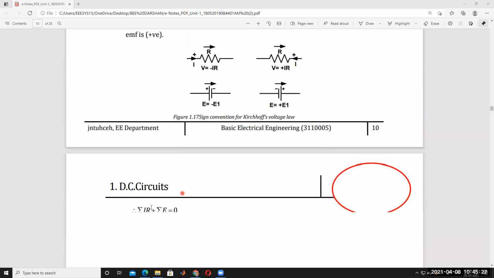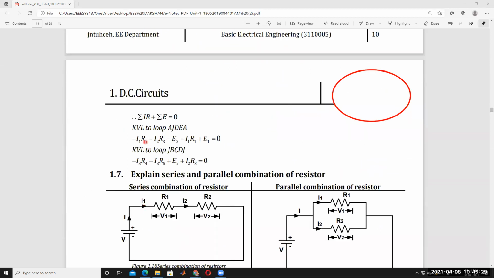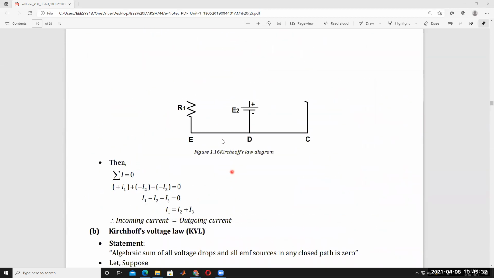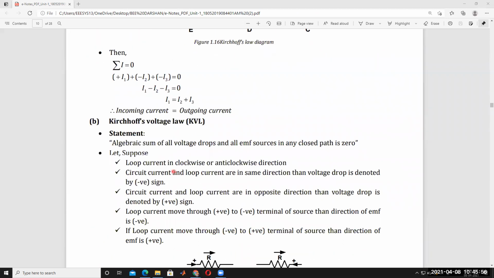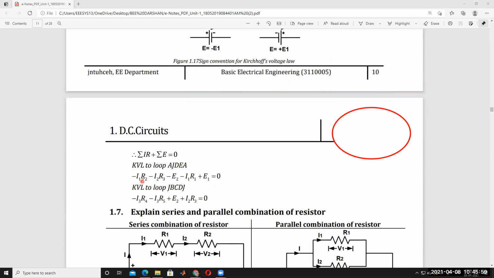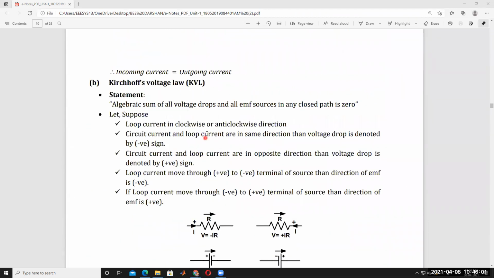So here we have minus I1 into R1 minus I1 into R2. For example, this is the loop current, and here I1 is entering in this manner. What is the voltage drop across this resistor R2? The current here is I1, so it is I1 into R2. The loop current and this branch current are in the same direction, so we take minus I1 into R2. And then I2 into R3.